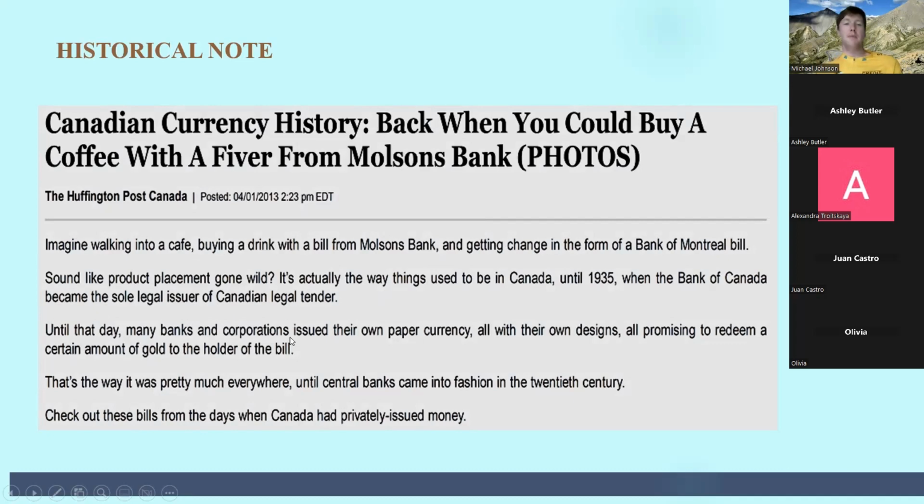Until that day, many banks and corporations issued their own paper currency, all with their own designs, all promising to redeem a certain amount of gold to the holder of the bill. That's the way it was pretty much everywhere until central banks came into fashion in the 20th century. So that's what happened before 1935, and it seems like it's starting to happen again with crypto, until recently, when crypto kind of went out of style. It's pretty much exactly the same thing.